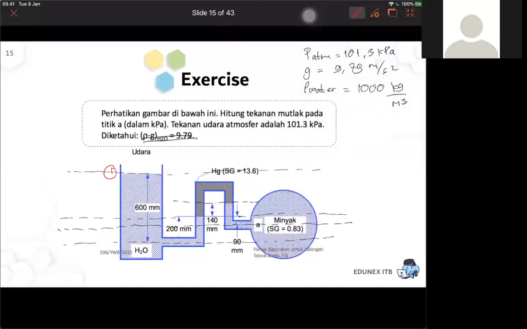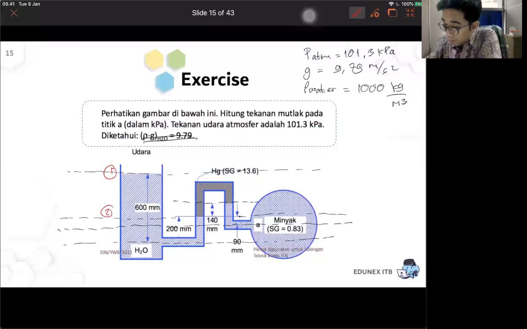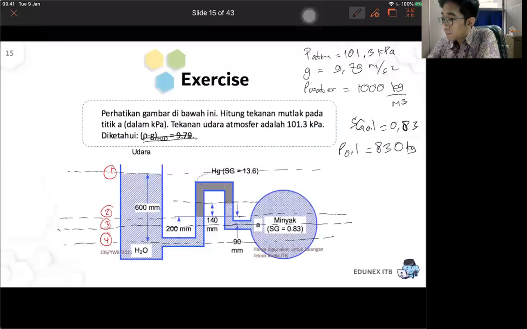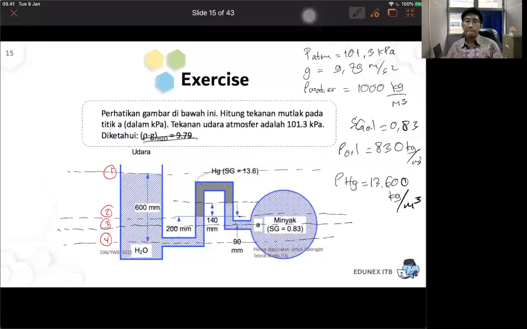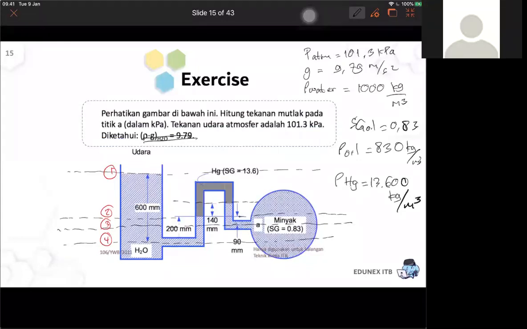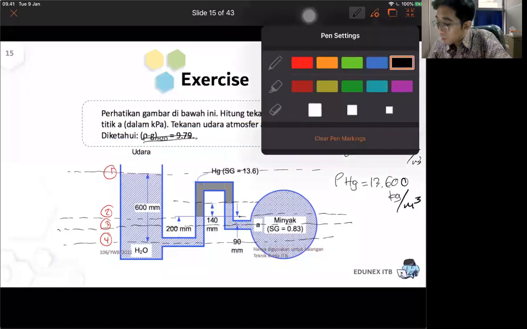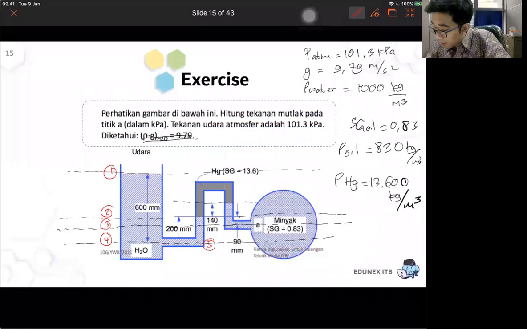Sir, SG is density, sir? SG is specific gravity. So if you have density of water is 1,000, and the SG of oil is 0.83, it means the density of oil is 830. And the density of mercury is 13,600. Okay. I'll make a lot of positions. This one is 5. And then here is 6. Here is 7, 8, 9, 10, and 11.